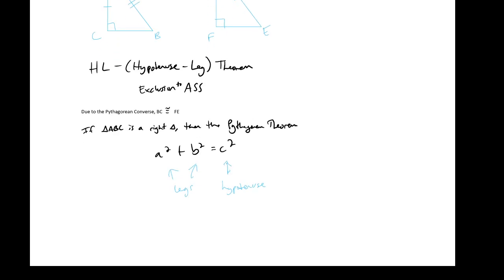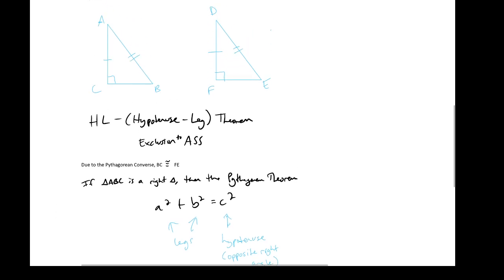So let's go ahead and make sure we make note of that. All right, so it works like this. Let's just take one of the legs, hypotenuse leg, right? One of the legs is 4, and let's make our hypotenuse 5.